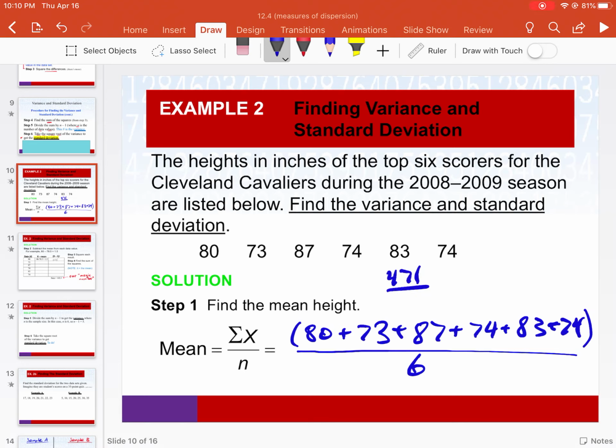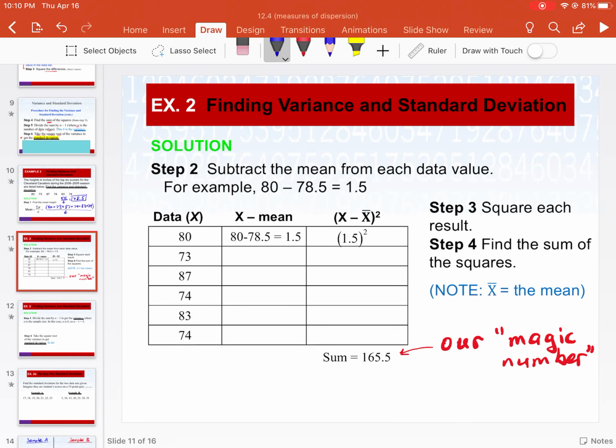And again, if you just showed me that number, I'd know that you know what you're doing. And I also would know that if you didn't get 471, then you were going to get this whole problem wrong, because the entire problem is based on the mean being correct. You're going to use the mean in every calculation. So please get the mean correct. 78.5. And yes, the decimal is important. All right, 78.5.